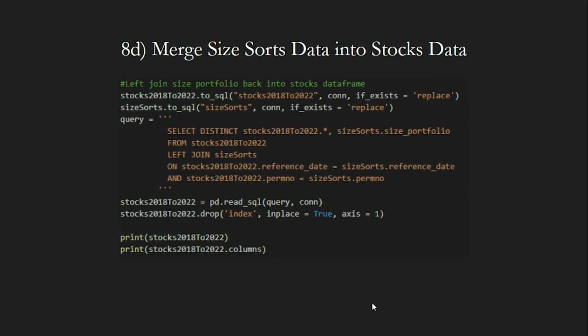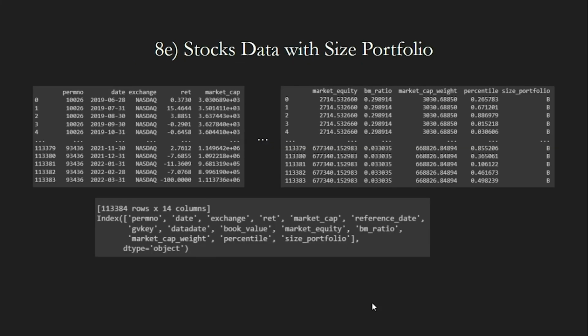Finally, we merge the size portfolio column back into the stocks data frame based on reference date and permno. This is our stocks data after adding the size portfolio column. Next, we sort the firms by value for the HML.